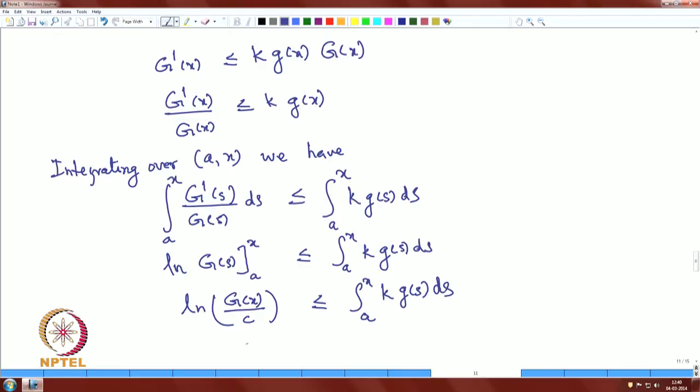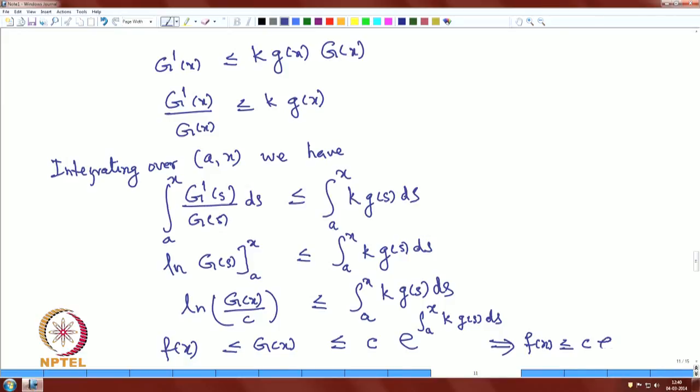And taking exponential on both sides, you get G(x) is less than or equal to c times e to the power integral a to x of k g(s) ds. And from our hypothesis, we know that f(x) is less than or equal to G(x). So, therefore, this implies f(x) is less than or equal to c times exponential integral a to x of k g(s) ds. So, this proves Gronwall's inequality.